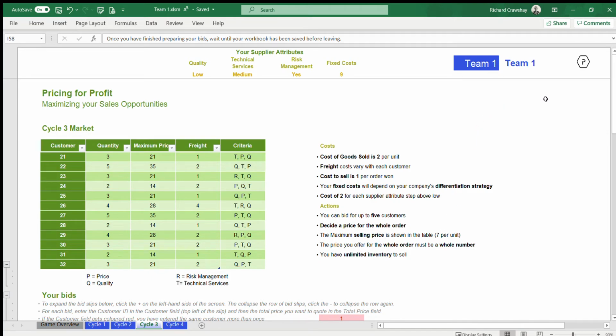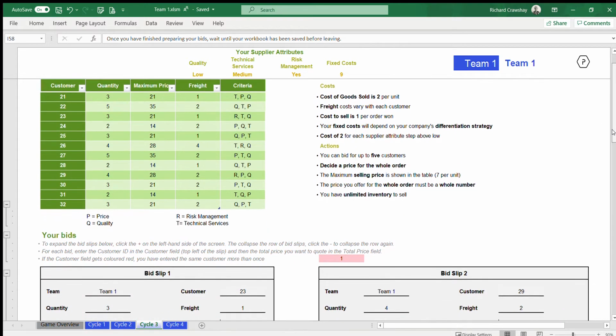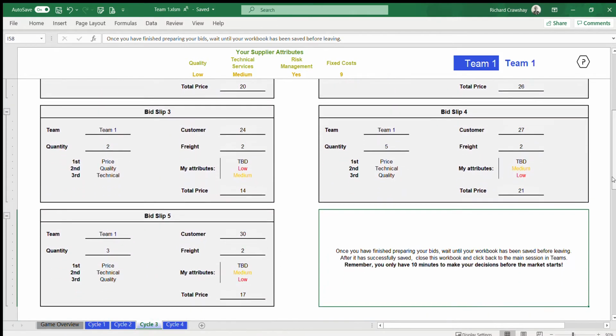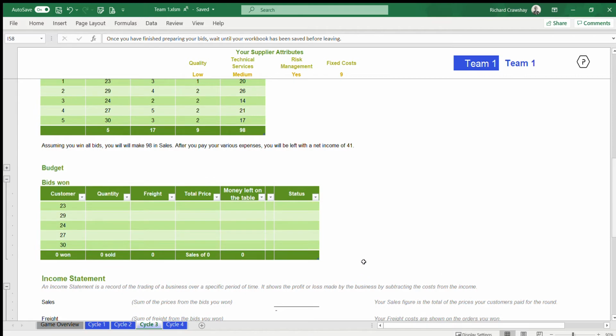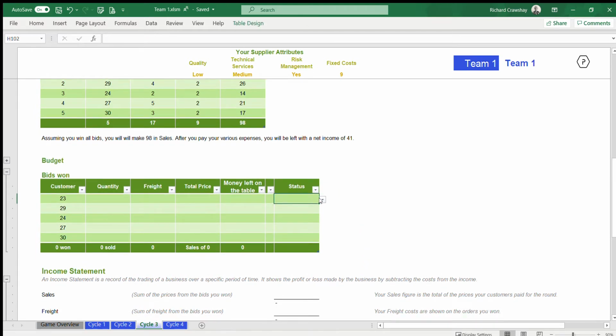Okay, here we are now back in our breakout room for filling in the results of cycle 3, the first round of the differentiated market. You'll be familiar with this part of the spreadsheet: there are all the bids we entered, and there's the summary of our bids made. As we did last time, we now just put in the ones that we won. We actually won 3 today, which is pretty good out of 5.